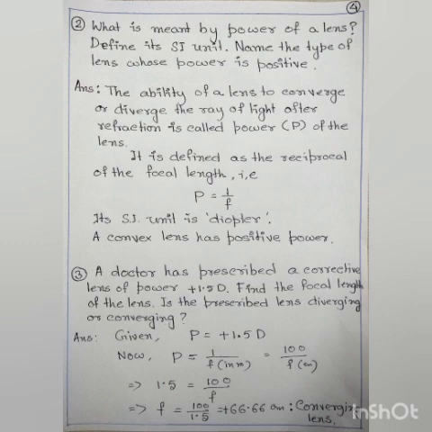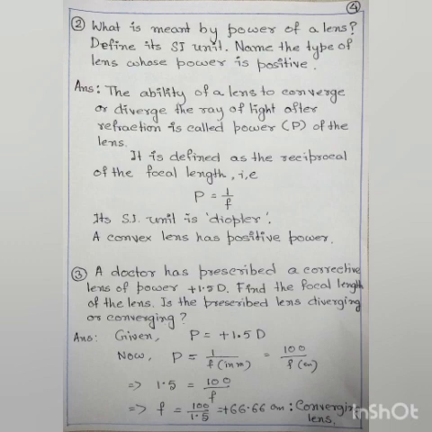And what is the type of lens whose power is positive? And the answer is, a convex lens has positive power. Now next, question number 3. A doctor has prescribed a corrective lens of power 1.5 diopter. Find the focal length of the lens, and is the prescribed lens diverging or converging?